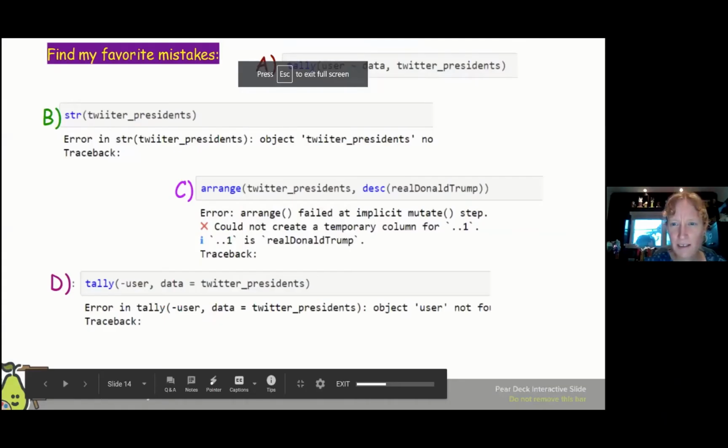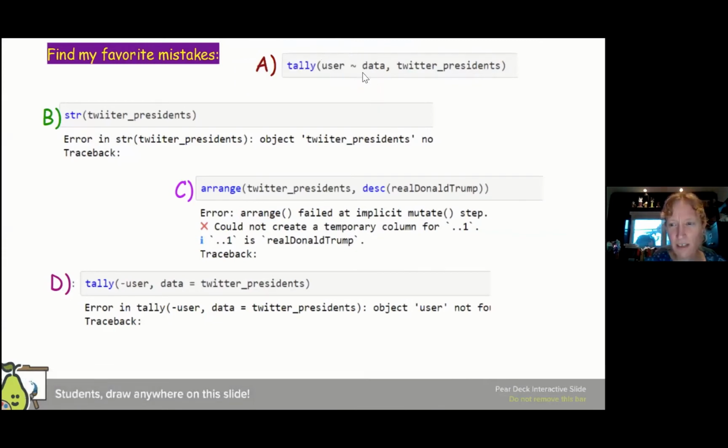And I use Pear Deck slides. So the students will just circle where the mistake is or correct it. But they could also just type in the chat the mistakes that they found. All right, those are my two ideas to share.